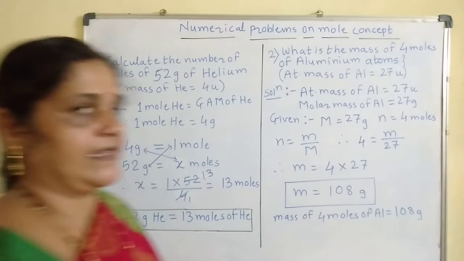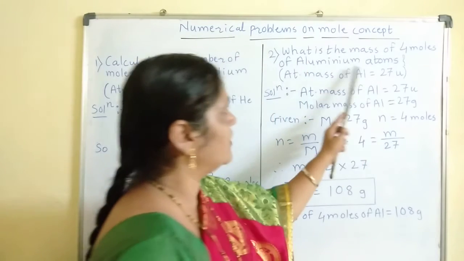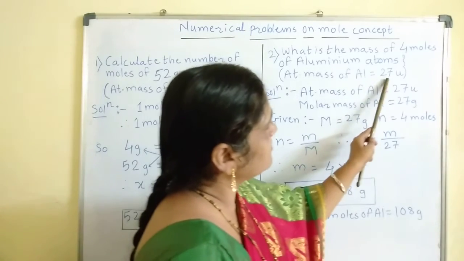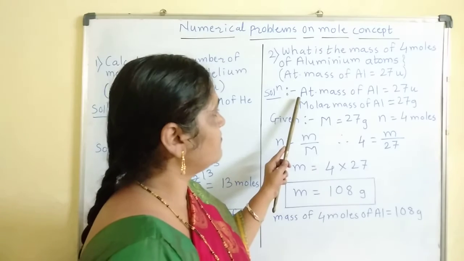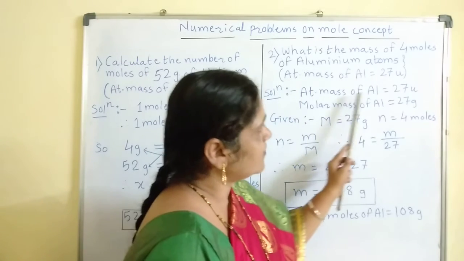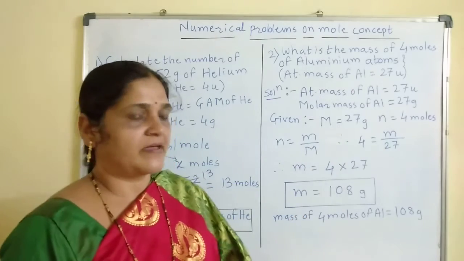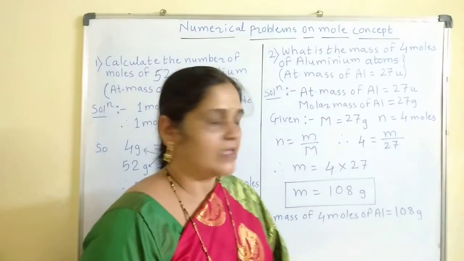Now see the second numerical problem. What is the mass of 4 moles of aluminium atoms? Atomic mass of aluminium is equal to 27 u. Now the solution: we start with the atomic mass of aluminium, which is 27 u. Now we have to convert it into molar mass. So molar mass of aluminium is equal to 27 gram.